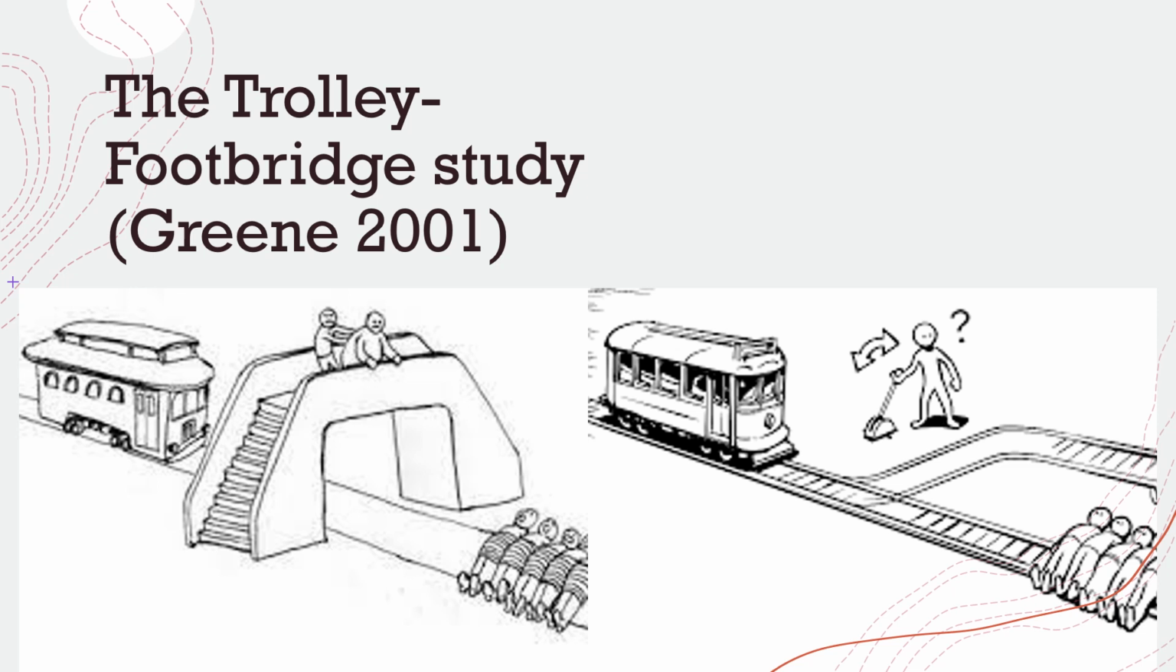It's very personal in the footbridge study. You actually have to push the person onto the track, so your involvement is a lot more personal. It's more impersonal in the trolley example. So the study found that people respond differently.